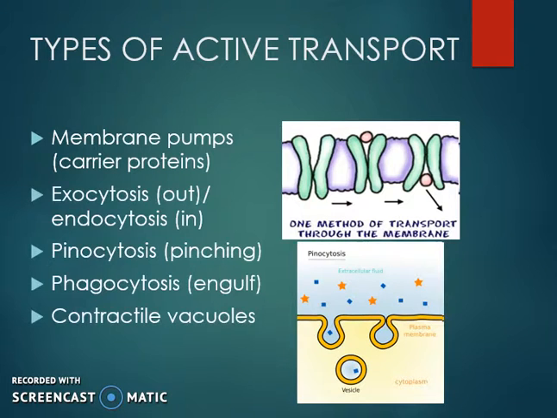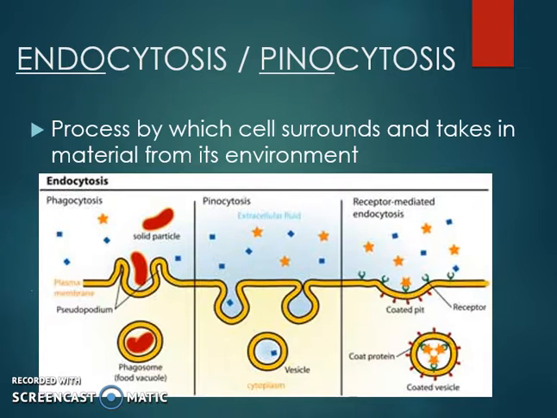So, types of active transport, you've got pumps. You have exocytosis, which is moving things out. You have endocytosis, which is moving things in. You have pinocytosis, which is moving things in and out through pinching. You have phagocytosis, which is moving things in and out by engulfing. And you have a contractile vacuole, which I'm going to talk about specifically in simple-celled organisms.